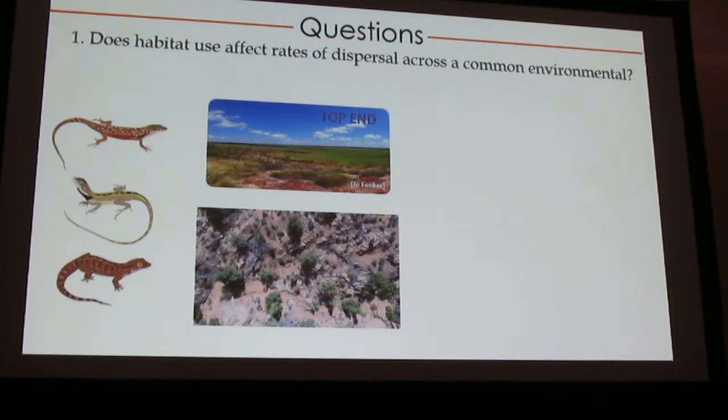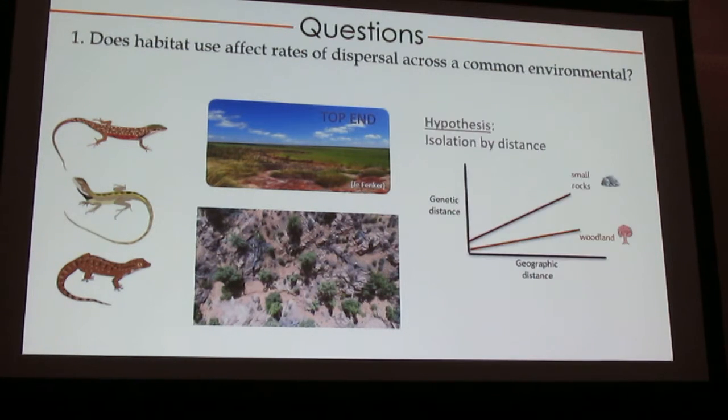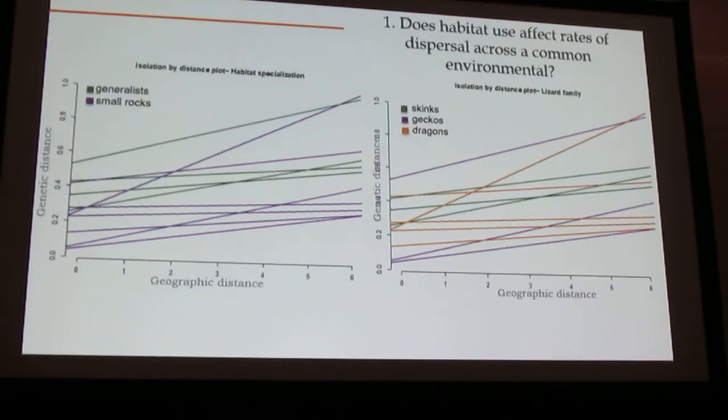So my first question: does habitat use affect the rate of dispersal across the scope of environmental variation? Using all these lizards in this area, I believe that species that are specialists would have a stronger relationship between the geographic and genetic distance compared to the woodland or more generalist taxa. And here in this picture, we can see in the first graph the isolation by distance plot by habitat specialization.